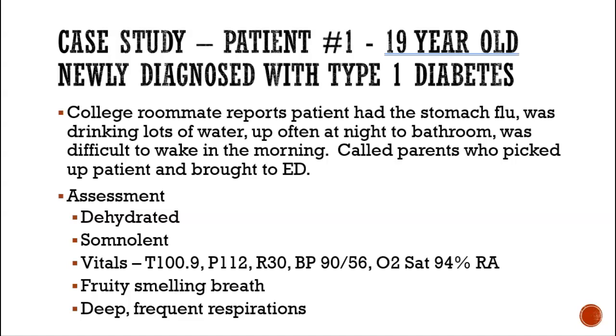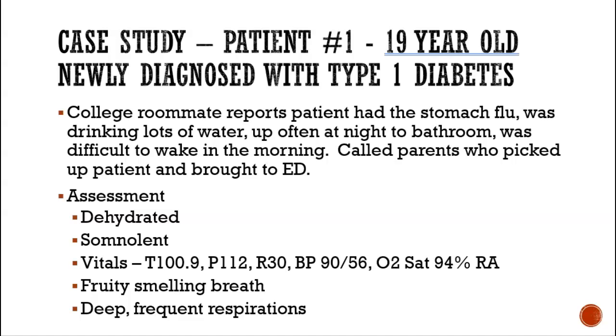So our first case study is patient number 1, a 19-year-old who is newly diagnosed with type 1 diabetes. The college roommate reported the patient had the stomach flu, was drinking lots of water, was up often at night to the bathroom, and was difficult to wake in the morning. So the roommate called the parents, who picked up the patient and brought the patient to the ED.